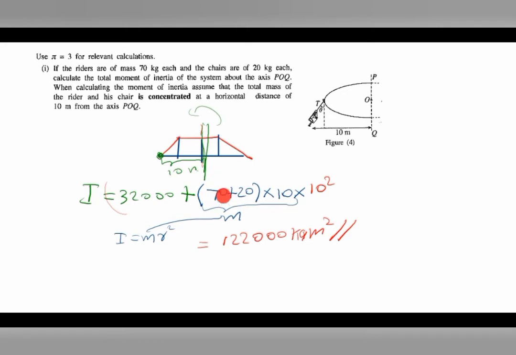For one rider it is 70, plus 20 kilogram for the seat. So altogether there are 10 of these things. This is altogether the mass, and the r square is the 10 meter square. Very simple, isn't that? Now move to the next one.